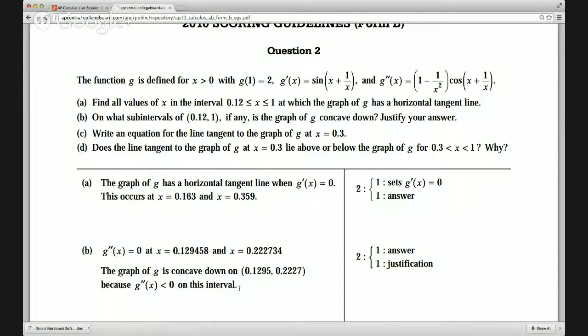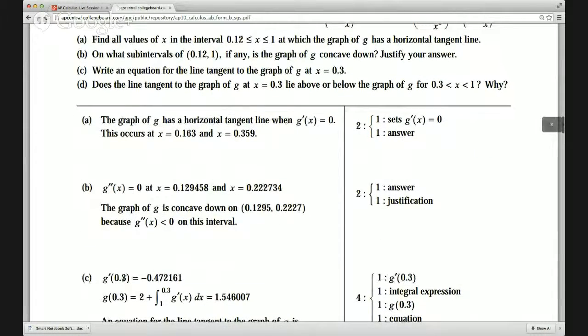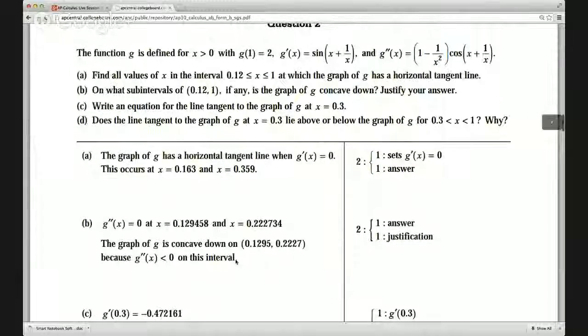Letter C, write an equation for the line tangent to the graph of G at x equals 0.3. So we want to look at the original function, and we want a line tangent to it. That means we need the slope, which means we need the first derivative. To find the slope of a tangent line at 0.3, all I need to do is plug in 0.3 to this first derivative. And you can see that's what is done here. Calculator active. You don't need to do any other work. Plug it in.